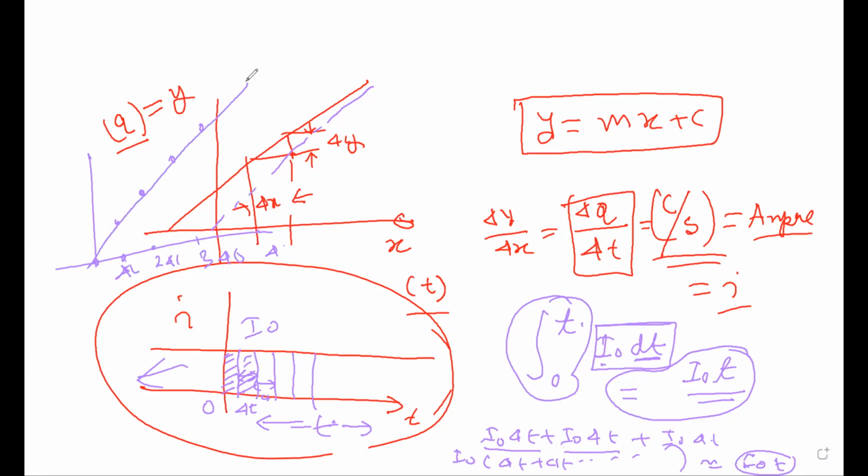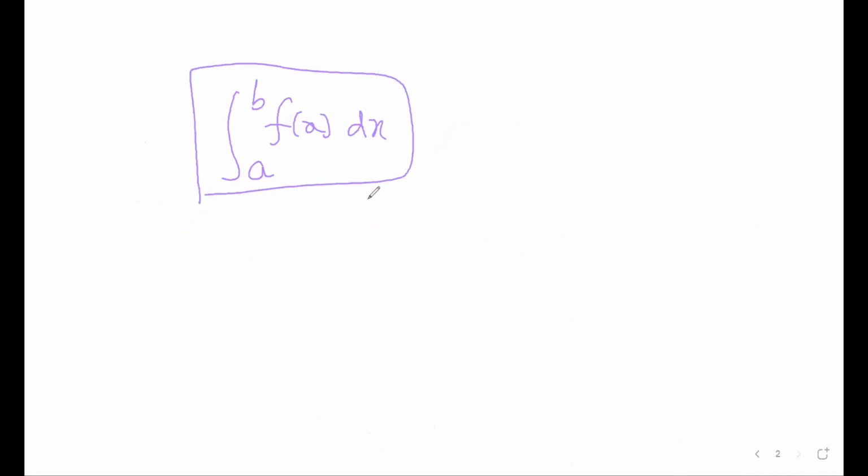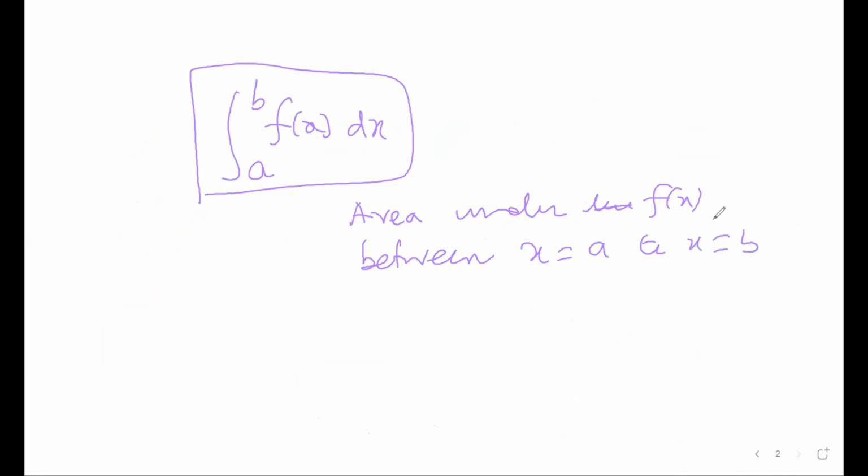But then what is actually happening there? You are simply calculating the area under the curve. What curve? The I0 curve between the limits 0 to T. Is that clear? For this reason, in general, if we have a curve f(x) dx, this integral is nothing but the area under f(x) between X equal to A and X equal to B, isn't it?